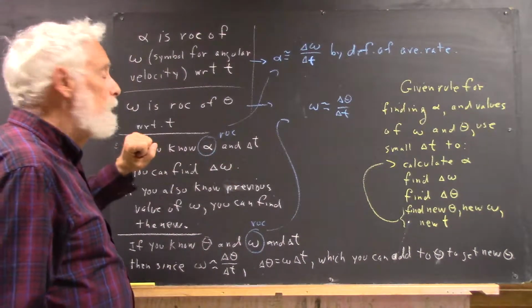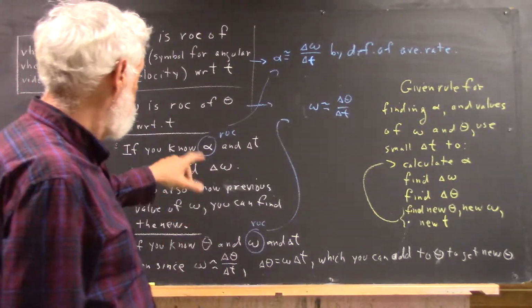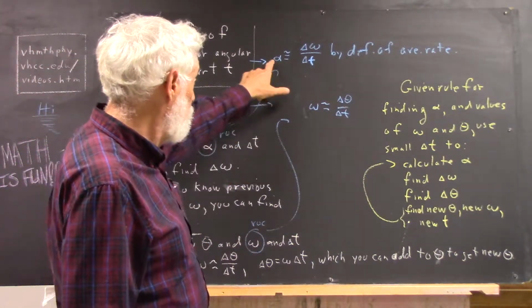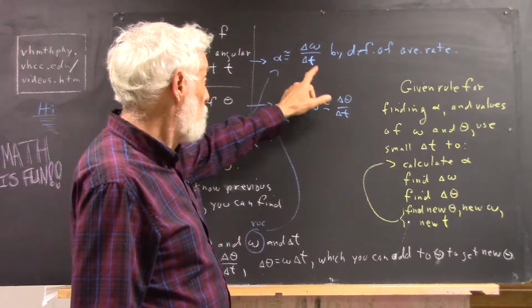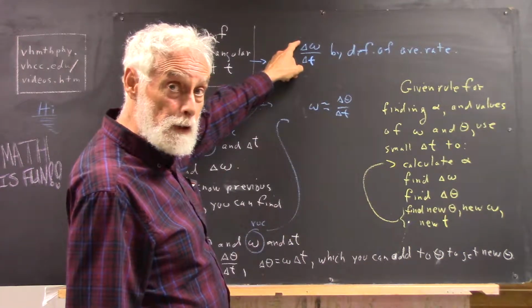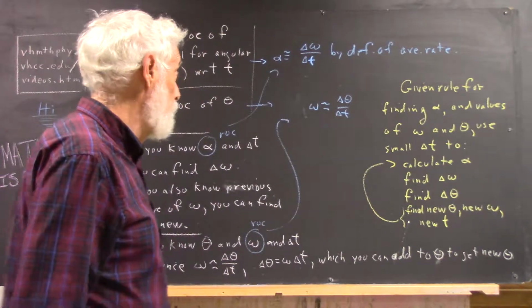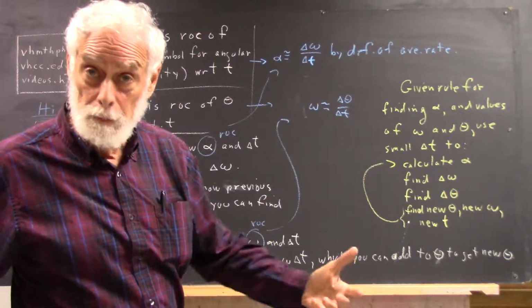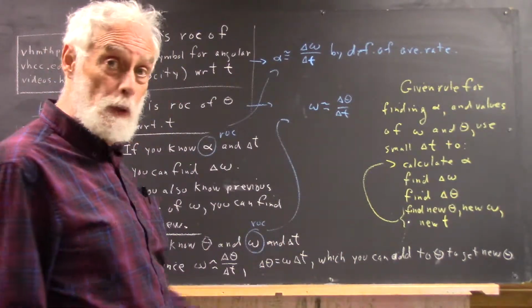You can then, if you know alpha and delta t, you know this and this. Multiply both sides by delta t, you solve for delta omega. I just realized today people don't understand that you're multiplying both sides of an equation by the same quantity.